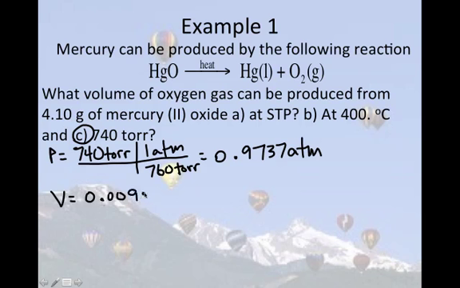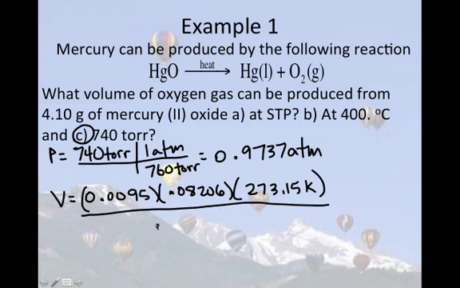So the number of moles is still 0.009, whatever we had, 5 something moles, multiplied by R, 0.08206. And then our temperature at standard temperature, we would be back to 273.15 kelvins. And now this time our pressure is non-standard. It dropped to 0.9737 atmospheres.